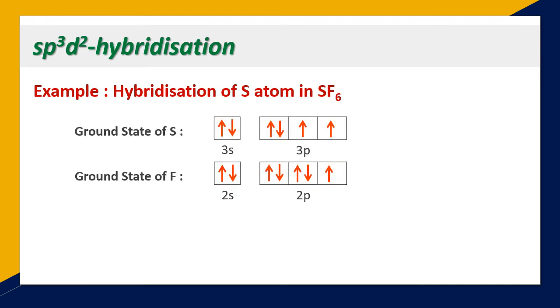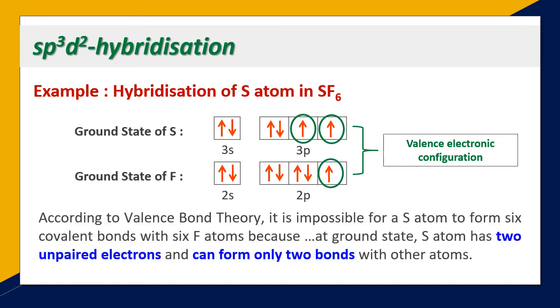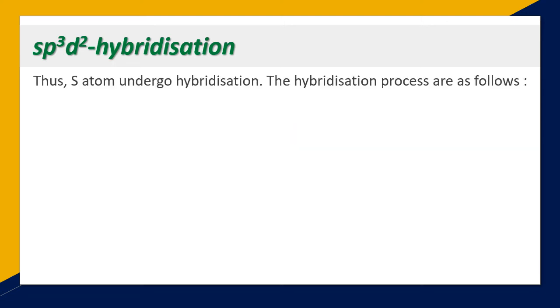At ground state, the sulfur atom has 6 valence electrons, while fluorine has 7 valence electrons. According to the valence bond theory, it is impossible for a sulfur atom to form 6 covalent bonds with 6 fluorine atoms because at ground state, the sulfur atom has 2 unpaired electrons and can form only 2 bonds with other atoms. Thus, the sulfur atom will undergo hybridization. The hybridization process is as follows.